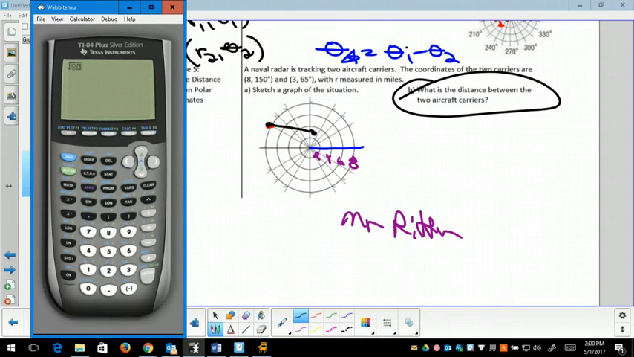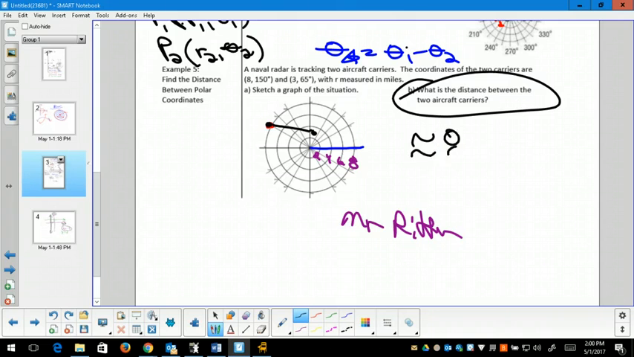Square root of 8 squared plus 3 squared minus 2 by 8 by 3 by cosine of 150 minus 65. Did you get roughly 8.3 miles? Then you got it right.